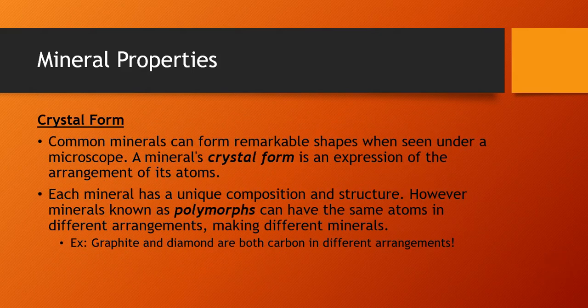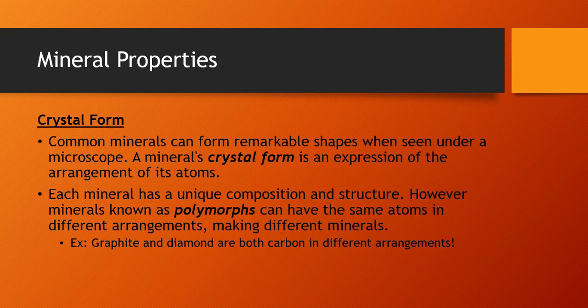So even the most common minerals can have some really fancy shapes when you look at them under a microscope, when you look at how these atoms are all arranged together in these particular minerals. And a mineral's crystal form is an expression of the arrangements of its atoms. The way that it appears under a microscope is an expression of the way the atoms combine together to form the mineral itself. Each mineral has a unique composition and a unique structure. It's made out of something and it's structured a particular way. That's what determines what kind of mineral it is.